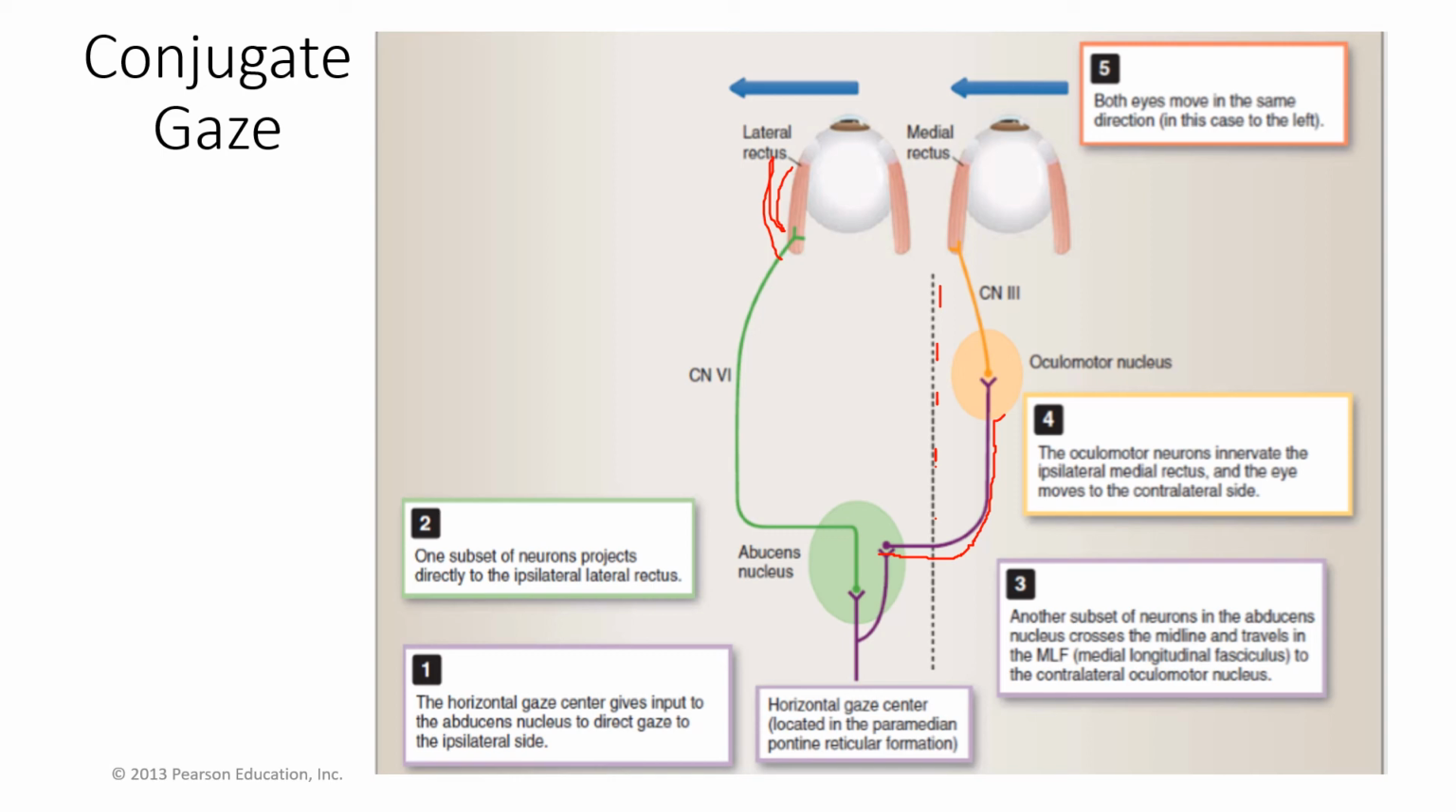So number 4, the ocular motor neurons innervate the ipsilateral, same side, medial rectus, cranial nerve 3, and the eye moves to the contralateral side, or the opposite side. Number 5, both eyes move in the same direction, so in this case to the left. So that's the horizontal gaze center, which is located in the PPRF that we just saw in the previous slides, the paramedian pontine reticular formation. So horizontal gaze center happening right there.